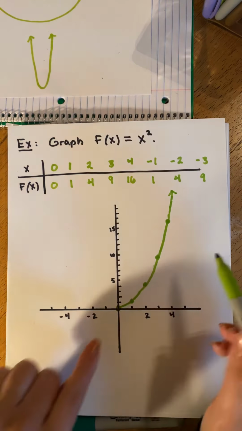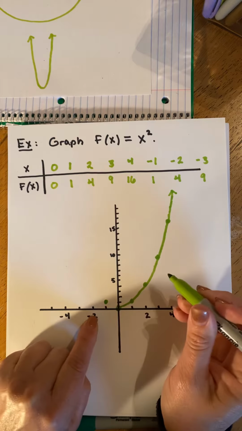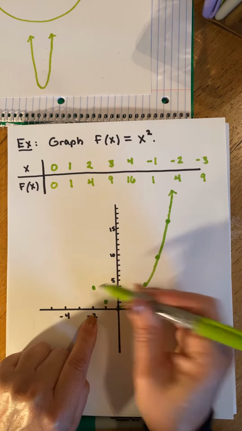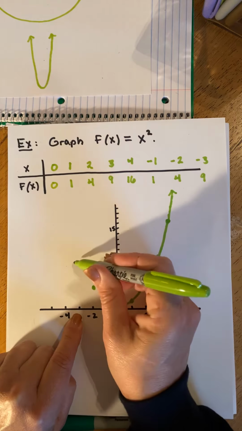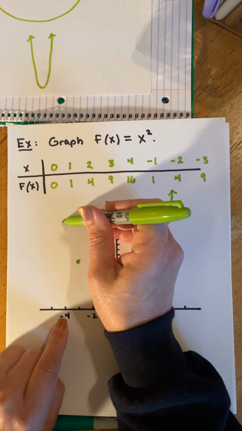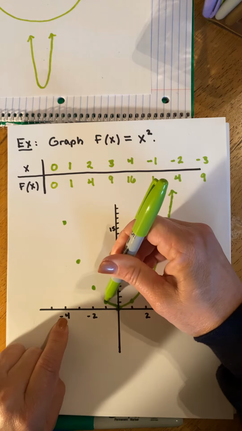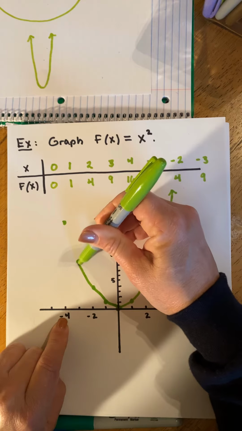Now let's plot our values to the left of 0 on the x-axis. At -1, we're at 1. At -2, we're going to be at 4. At -3, we're going to be at 9. And at -4, we're going to be at 16. So I see the same behavior as we move to the left. It's going to head in the northwest direction.